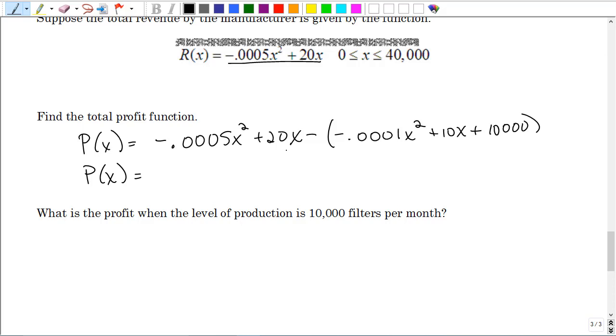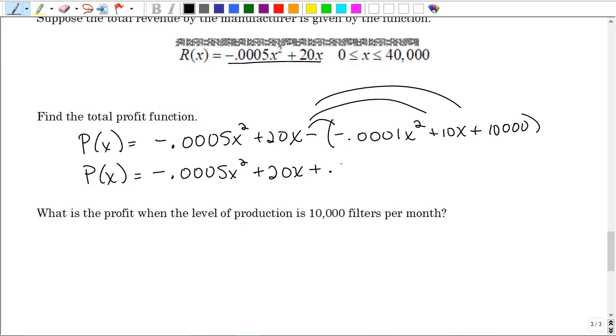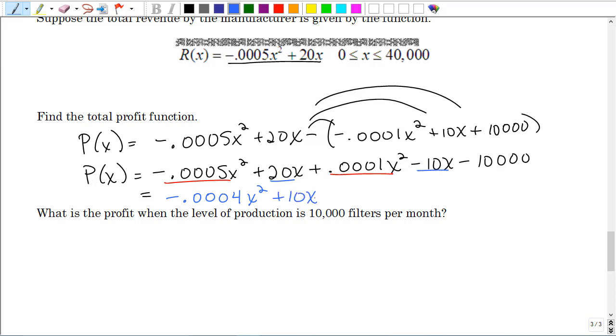Okay, so I've got my revenue minus my cost, and I want to go ahead and clean that up by distributing this minus sign. And let's see, do I have any like terms? I believe I do. Those are both x squares. And that's going to be negative 0.0004 x squared. 20x minus 10x is 10x, and then we have minus $10,000. 10,000, sorry.